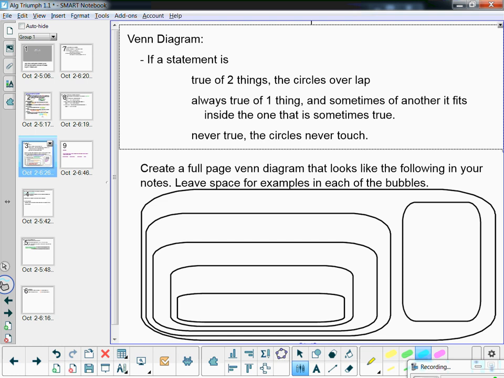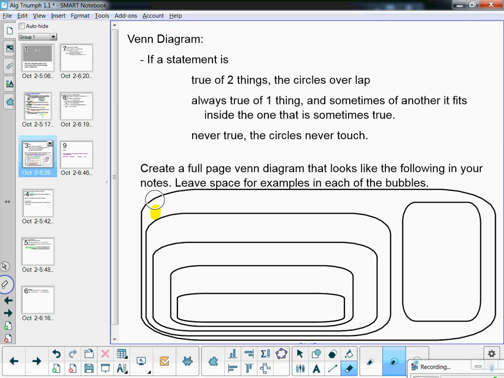So I want you to pause the video. Create a full-page Venn diagram that looks like the following in your notes. Leave space for examples in each bubble. You should have more space between the bubbles than I do here. That is too little. Stretch it out for the full page. Have enough room to write 1 or 2 sentences in it. Here's what we need to know. If you've got your Venn diagram finished, it's going to be important to follow along.